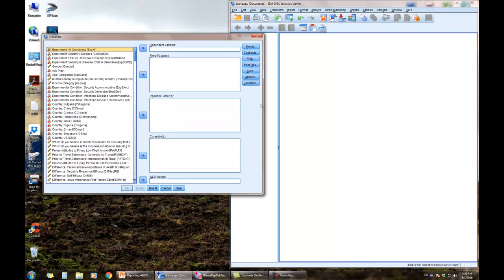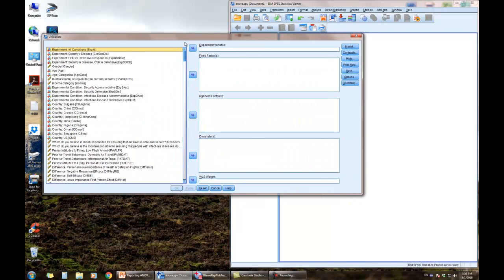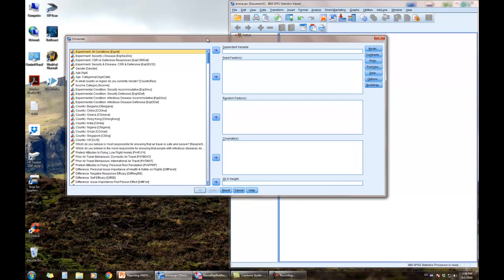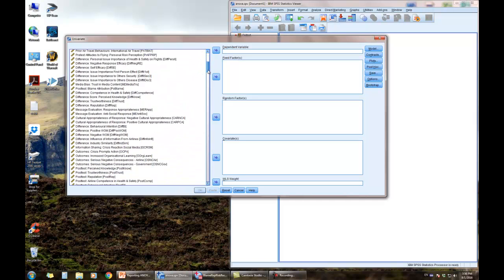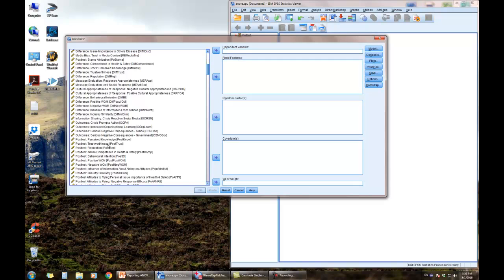Now, let's expand our box so that it's a lot easier to find. Now, don't worry, there is a lot more here on the screen to take a look at than a t-test, but we really won't need most of it. So let's start by finding our dependent variable, post-test trustworthiness. And right here it is. So you highlight it, and you move it over to the dependent variable area.